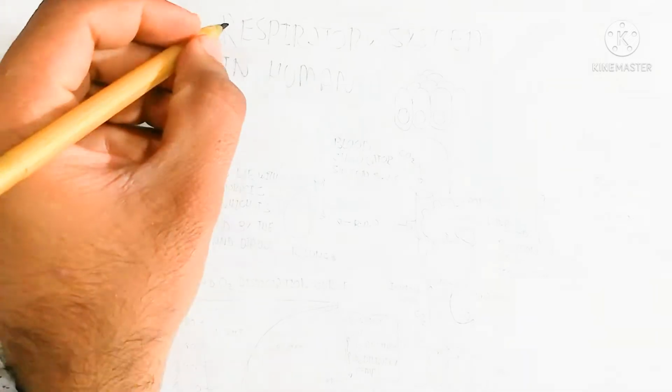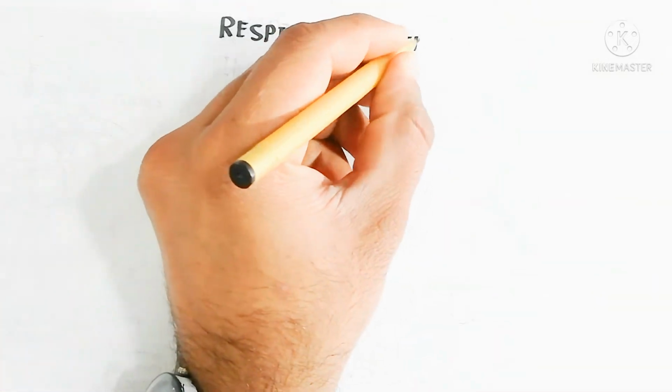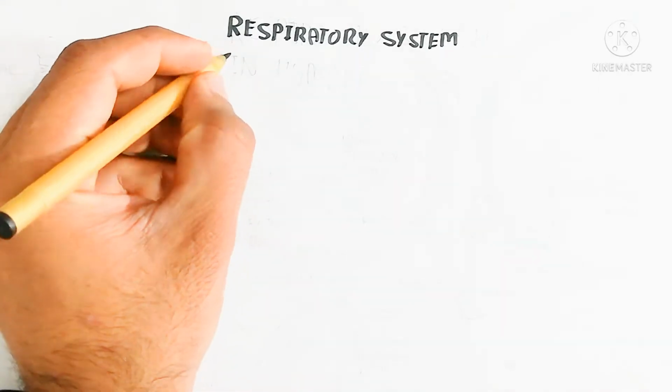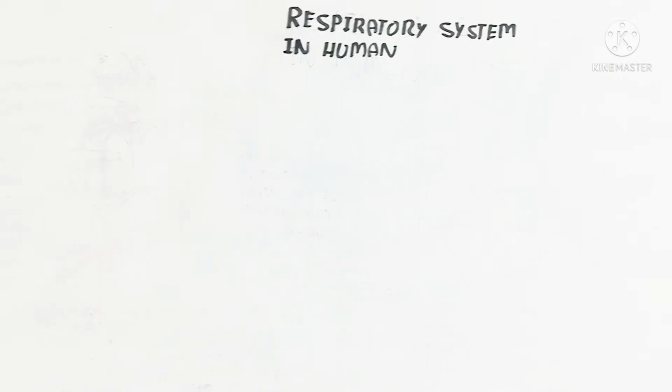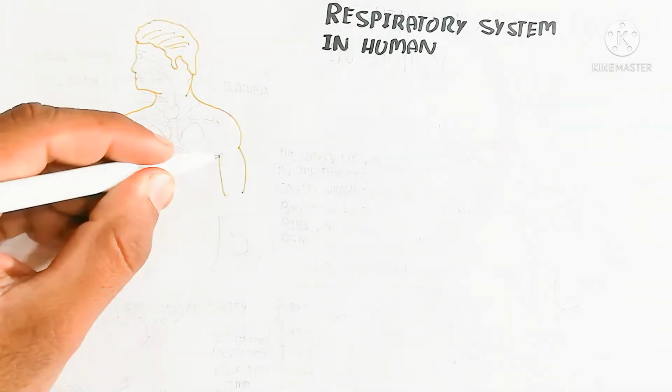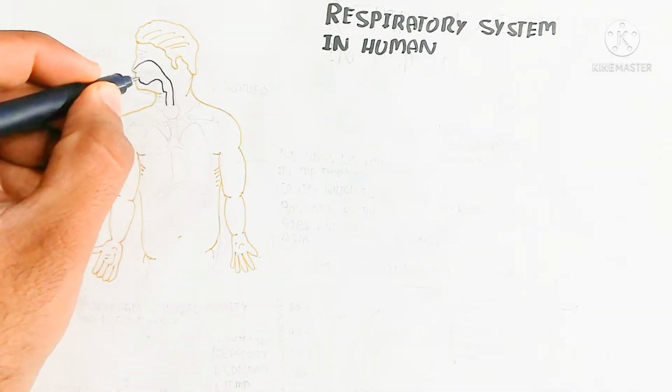Hello, in this video we will discuss the respiratory system in humans. The human respiratory system consists of two lungs and the trachea, as well as the nasal passage and the oral cavity, which is also used. Here I am drawing a person who contains the respiratory system.